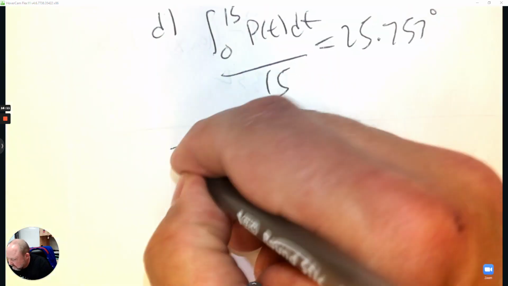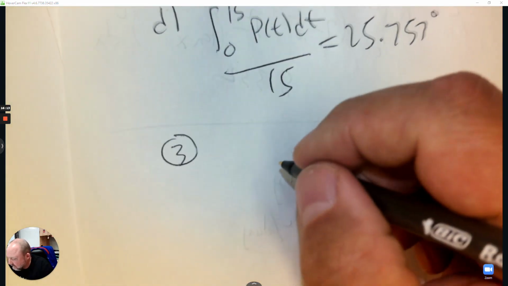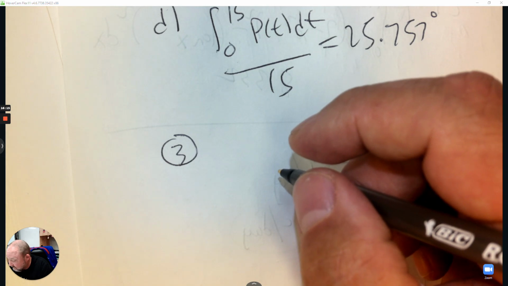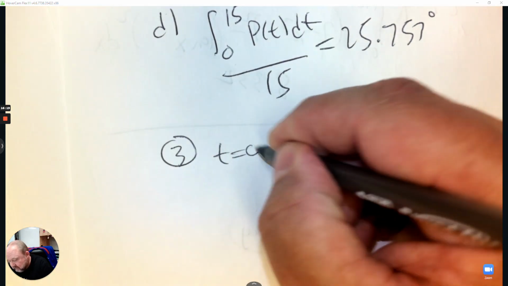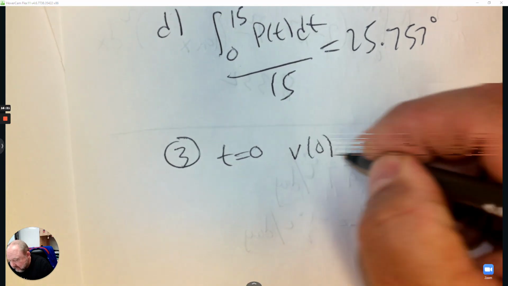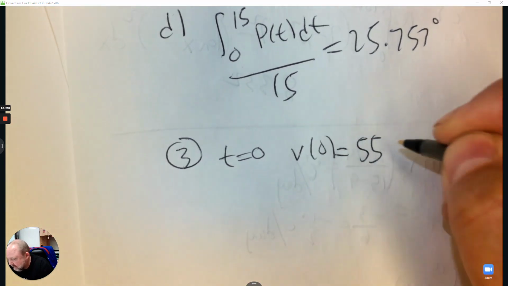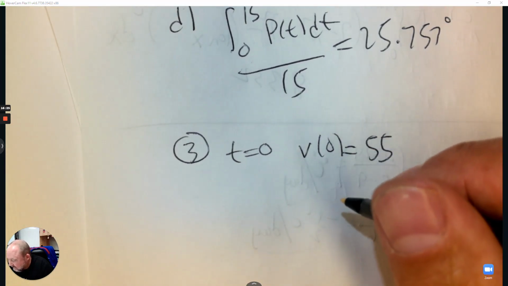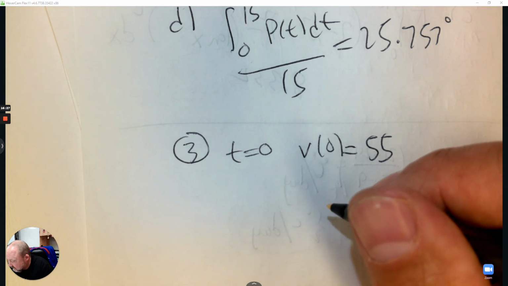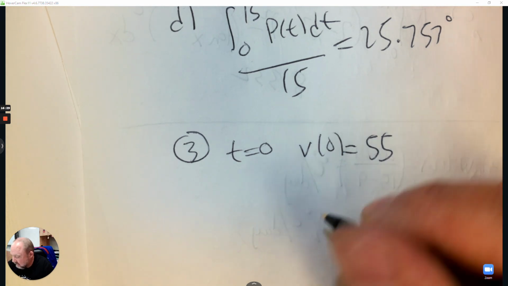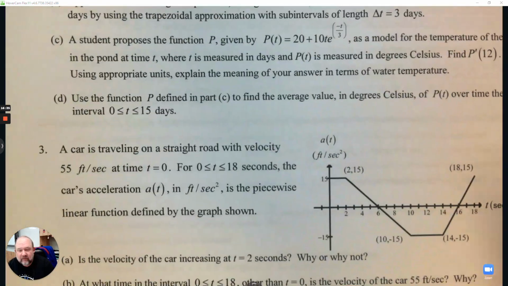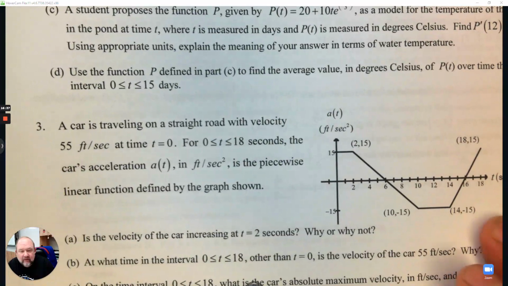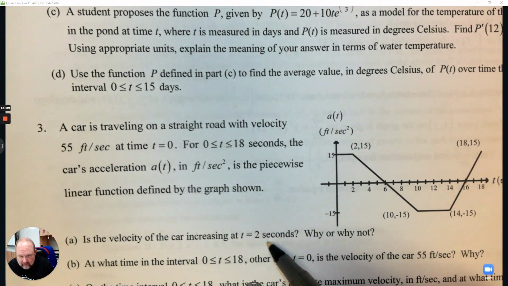All right, number 3. A car is traveling on a straight road with a velocity of 55 feet per second at t equals 0. So they give you an initial value where the initial velocity is 55. From 0 to 18 seconds, the car's acceleration is that piecewise function that you see. And then the question is, is the velocity of the car increasing at 2 seconds?